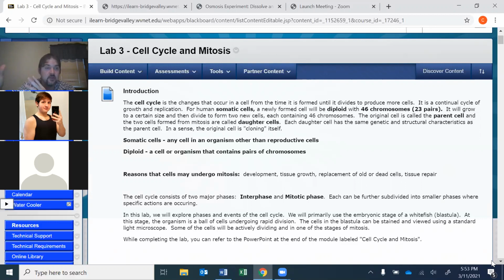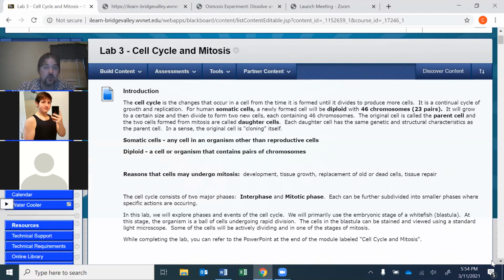At the very end, the 23rd pair is what we call the sex chromosomes, which determine whether you're male or female. If you get an X from your mom and an X from your dad, you're female genetically. If you get an X from your mom and a Y from your dad, then you would be male. Anytime you have pairs of chromosomes, that's called diploid. Di means 2. So all the cells in your body, except for sperm and egg, have 46 chromosomes, 23 pairs, and we call them diploid.